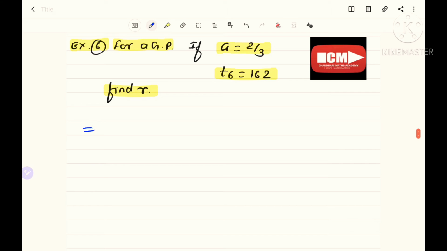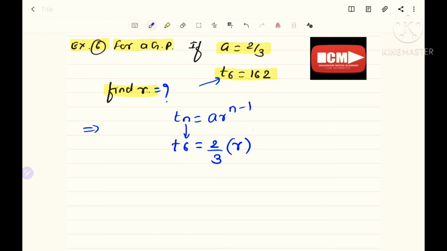Here I am once again starting with the formula for the nth term. The formula for Tn is AR raised to n minus 1. Since they are talking about T6, let's utilize this formula to find T6. T6 indicates the n value is 6. Keep this in mind. The A value is 2 by 3, and R is unknown, which you have to find out. So I am keeping R as it is. Substitute the value of n as 6 minus 1. So T6 in this case is 2 by 3 R raised to 5.